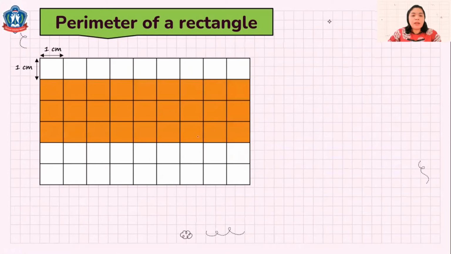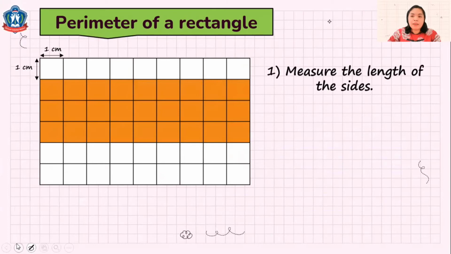Another. How about this rectangle? Take a look. What is the perimeter? So again, let's measure the length of the side. So this is 1, 2, 3, 4, 5, 6, 7, 8, 9. So this is 9 cm. So below, the other side is also 9. The right one, the shorter side, this is 3. And of course, this one also is 3.